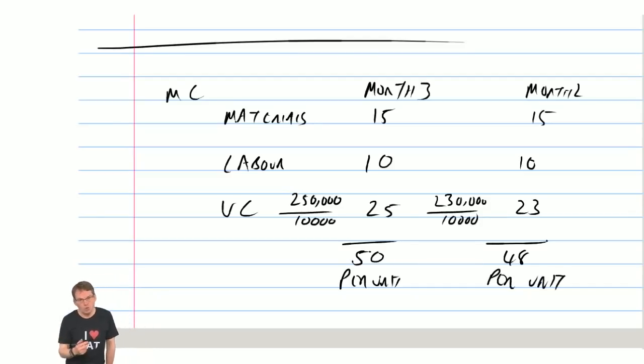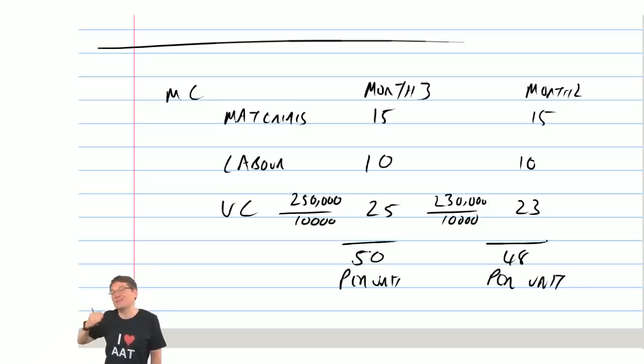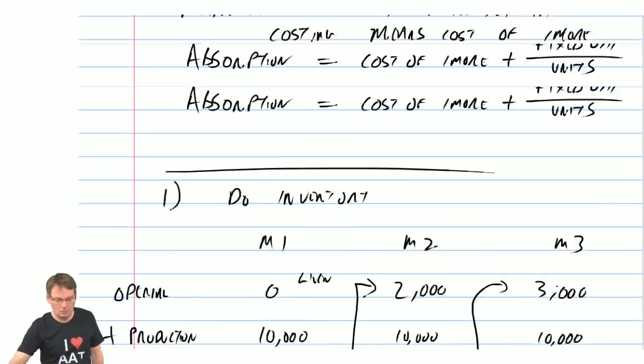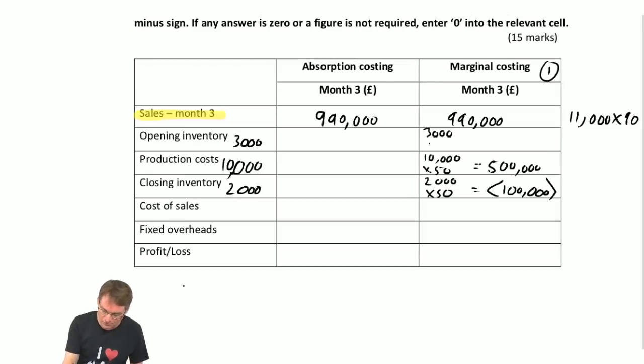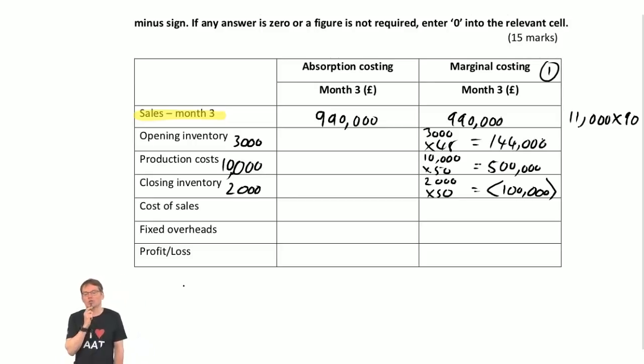So the closing inventory at the end of month 2 would have been valued at £48 because that's the ones that would have been made in month 2. They become your opening inventory for month 3. And so that's going to give us 144,000. So again, just be careful about that.